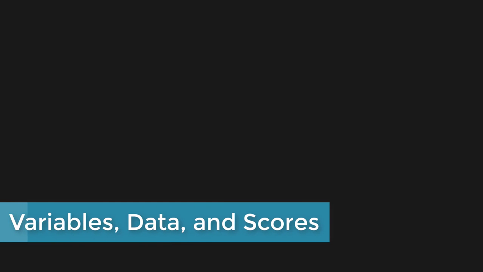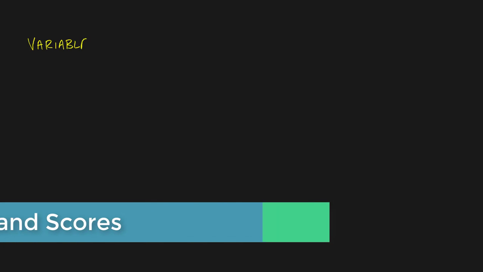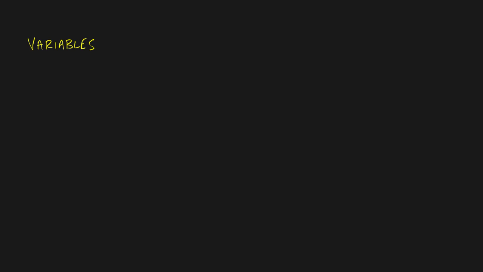There are three terms introduced early on in Chapter 1 that are very important to your understanding of this course. They're used in every chapter, or if not every chapter, almost every chapter. These terms are closely related to each other, but there are differences between them. So we've got variables, data, and scores.